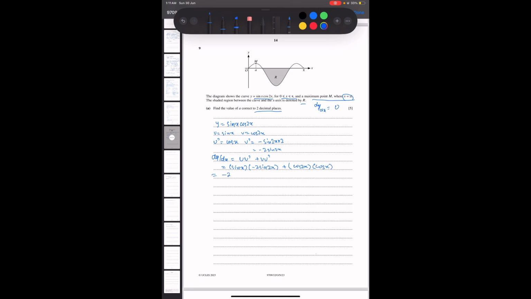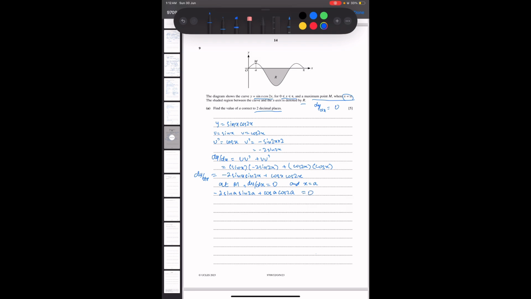So this is minus 2 sin x sin 2x plus cos x cos 2x. Now this is our expression for dy/dx. At m, dy/dx is equal to 0 and x is equal to a. So now I'll replace x with a. It will be minus 2 sin a sin 2a plus cos a cos 2a is equal to 0.